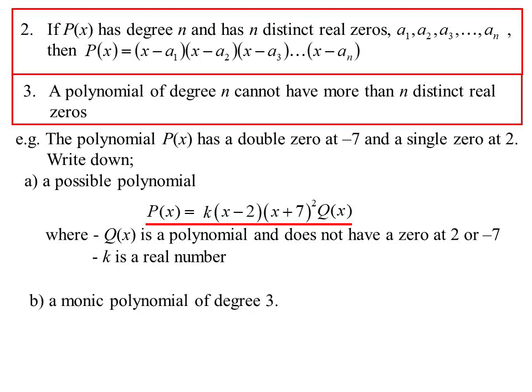If they narrow it down a bit and say, well, what if it's a monic polynomial of degree 3? Well, if it's monic, then that's the only possibility, because that would expand out to give me x cubed. They've told me it's of degree 3, so I know there's no other factor at all.